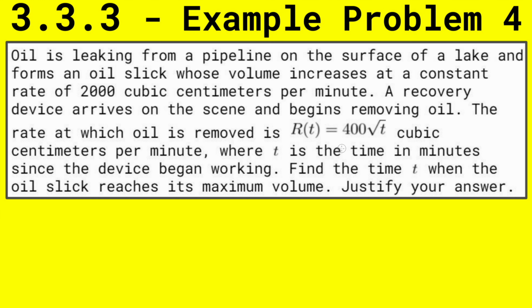Okay, oil is leaking from a pipeline on the surface of a lake and forms an oil slick whose volume increases at a constant rate of 2,000 cubic centimeters per minute. Okay, so now we're going to have to try to draw this. This will be interesting. You have some kind of lake here, and there's a pipeline down here with oil, and it's leaking the oil out this way, and it's going at a rate of 2,000 cubic centimeters per minute.